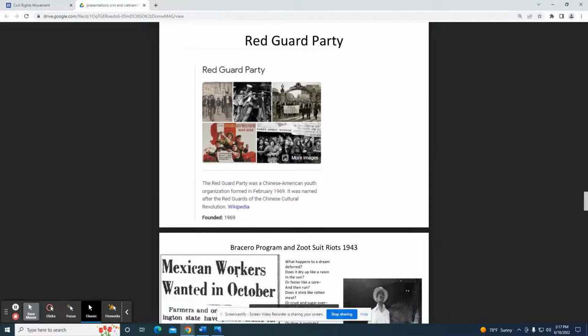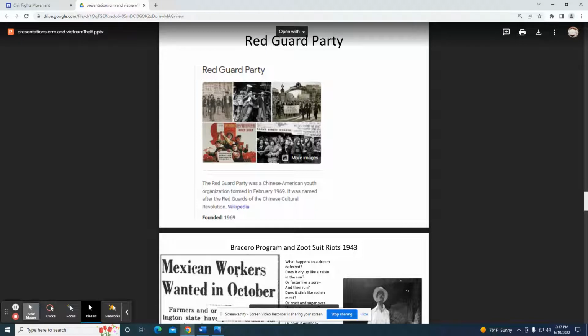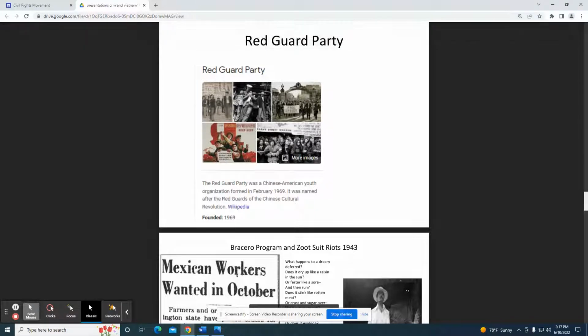The Red Guard Party, it says here, is Chinese American youth, and these are individuals. By the time we get to the late 60s, there's enough people who are buying into communist ideas. Like the Black Panther Party would start to believe that communism was going to resolve. The Red Guard Party would be another one. And the question here would be whether or not they're advocating for Asian rights, or are they advocating for a reversal of poverty.